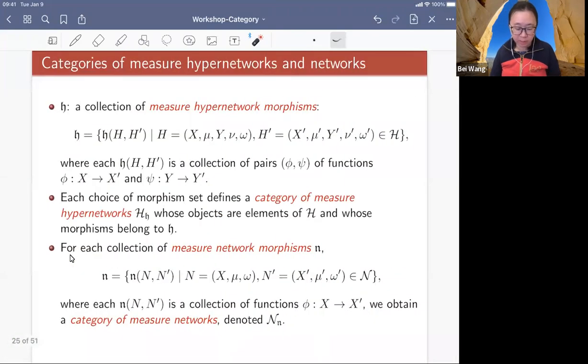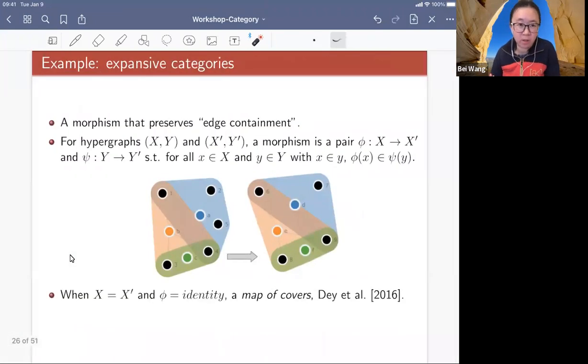So, everything is now formulated in this measure hypernetwork language. I have a category of measure hypernetworks and a category of measure networks, and then the trick is how do we define a specific morphism? So the idea is as follows. There are many types of morphism I can define between measure hypernetworks. So let's just look at a few of them. The first type is what we call the expansive category. The morphism basically corresponds to edge containment.